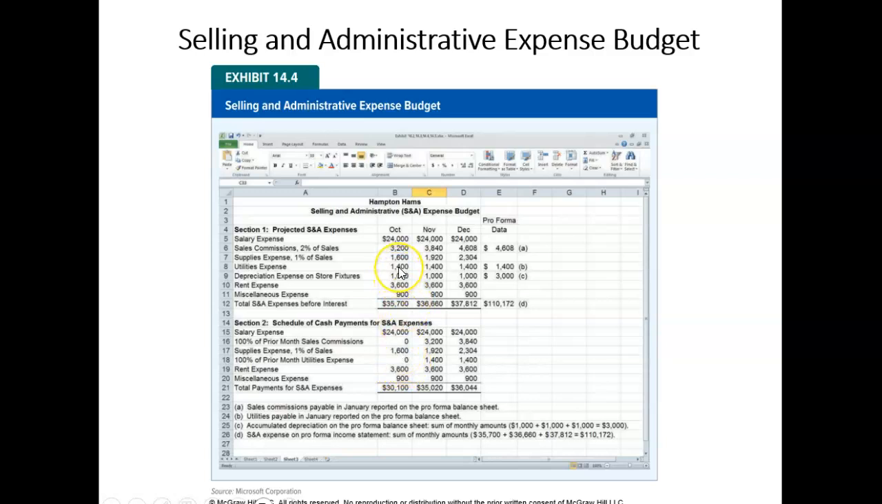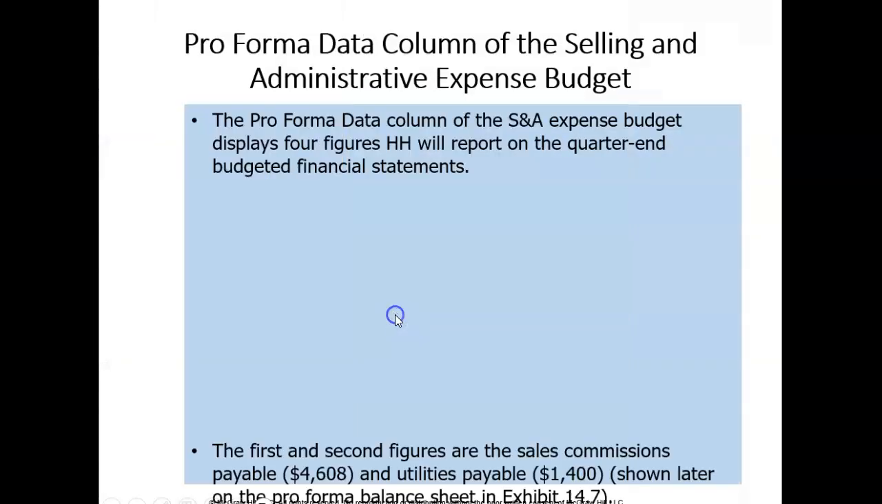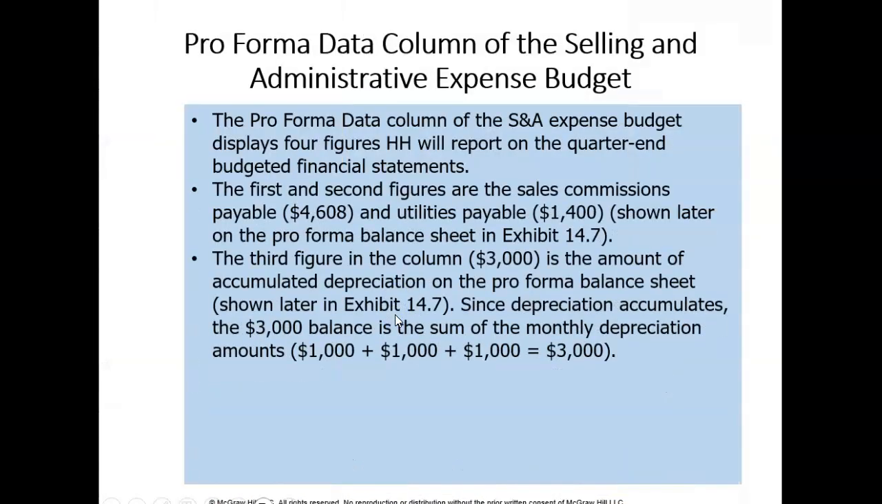So the expenses for October are paid in November. The expenses for November are paid in December. Of course, your rent expense must be paid each month. And then we're showing the miscellaneous expenses, where there may be notes that tell us what consists of those miscellaneous expenses. So this shows the total projected payments to be made each month for the selling and administrative expenses.